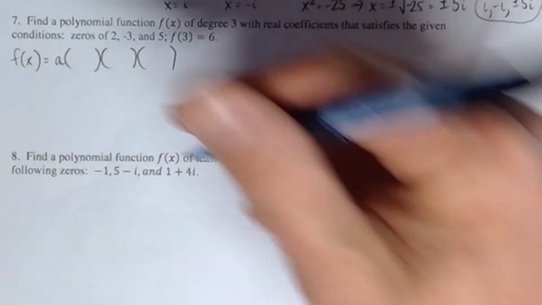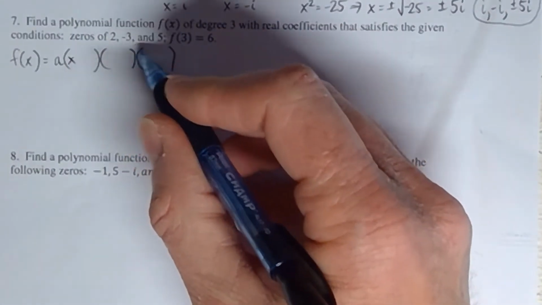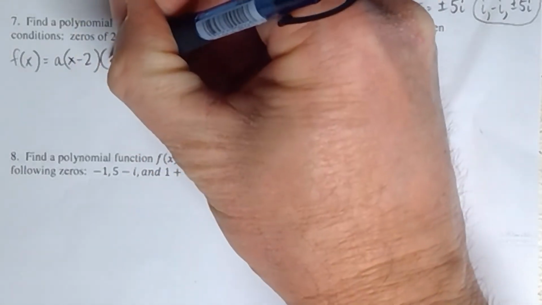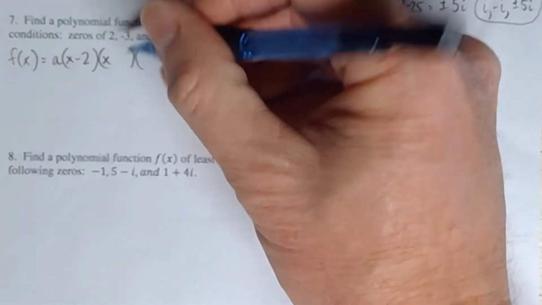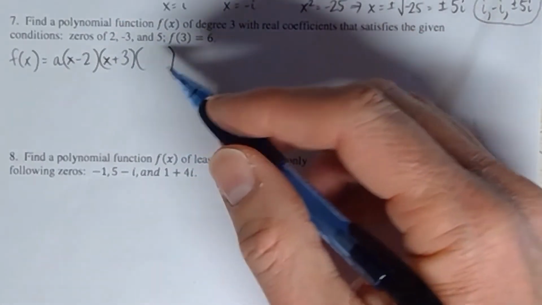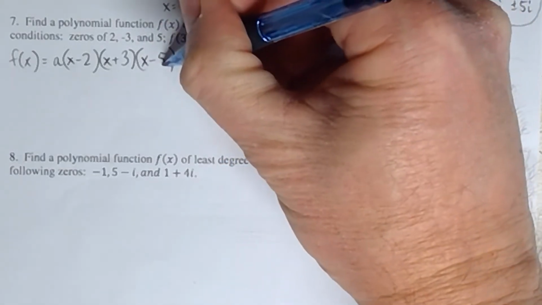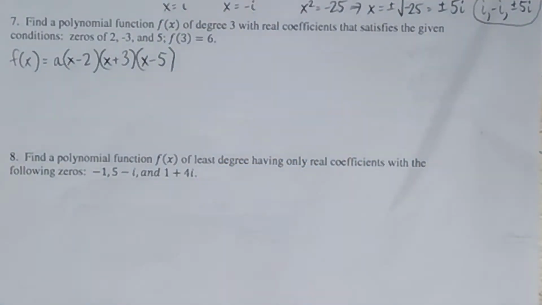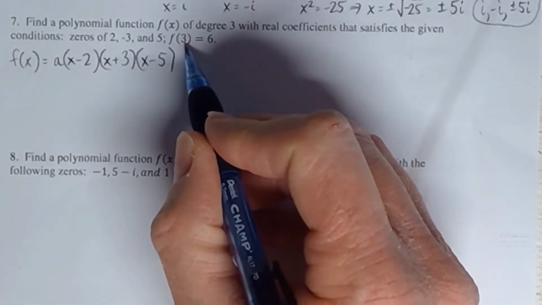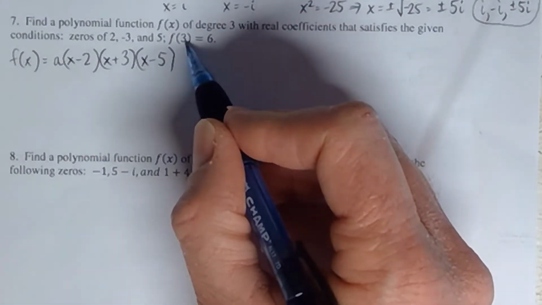And so here we go. It's going to be A, and then you say x minus all of these. So it'd be x minus 2, x minus negative 3, which is the same thing as x plus 3, because of the double negative right there, and then x minus 5. But the problem here is, what is A? Well, the A depends on this final condition here, where they give you a function value that matches up with the x that gets plugged into it.